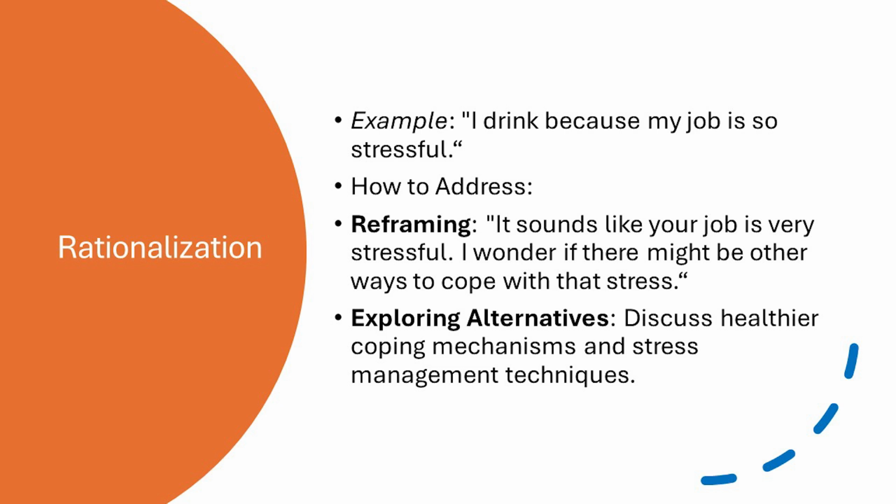Let's look at the next one, rationalization, making excuses when they justify their drinking. And all people with an addiction problem have their excuses. I drink because my job is so stressful. I drink because I've got stress with my wife, my husband. I drink because I've got pain here in my body and the medication is not working. There are all sorts of excuses that they have.